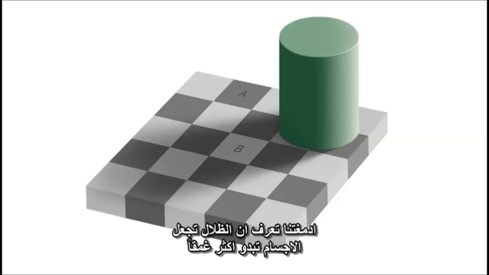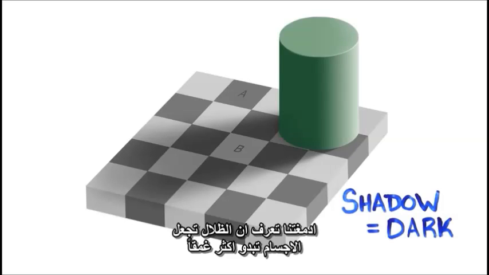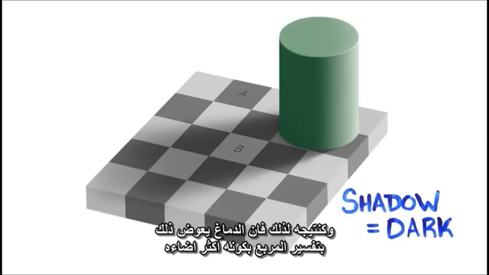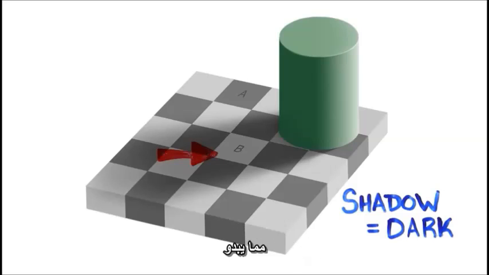The tile illusion takes advantage of this phenomenon. Our brains know that shadows make objects look darker. As a result, the brain compensates by interpreting the tile as being lighter than it appears, until we take the shadow away. Perhaps the most blatant example is this gradient.